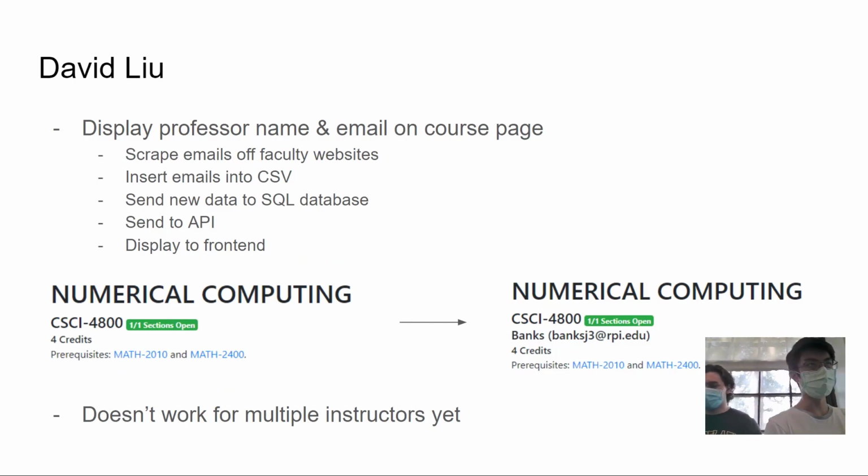Hi, I'm David, and for Yax, my primary issue was focusing on displaying professor name and email on the respective course pages. As you can see on the images below, on the left-hand side is what Yax looks like, and on the right-hand side is what my issue will solve. It will display the professor's last name as well as their respective email. Currently, it doesn't work for multiple instructors yet, but I'll try and get that up and running by August 20th.